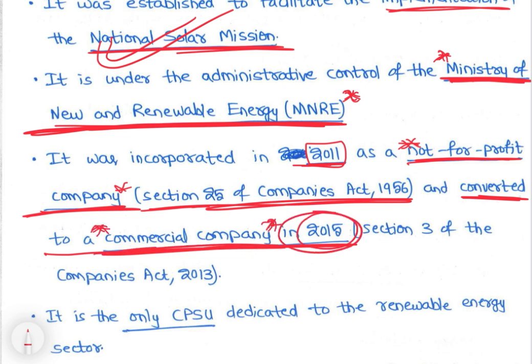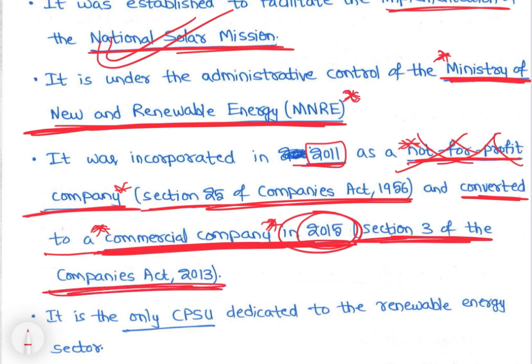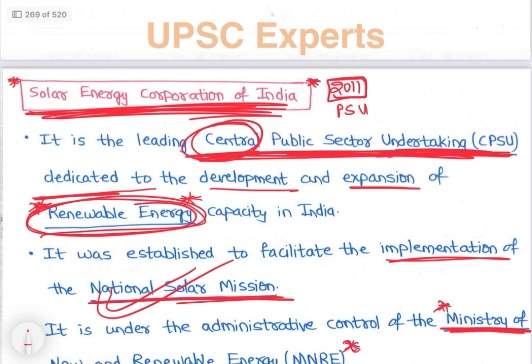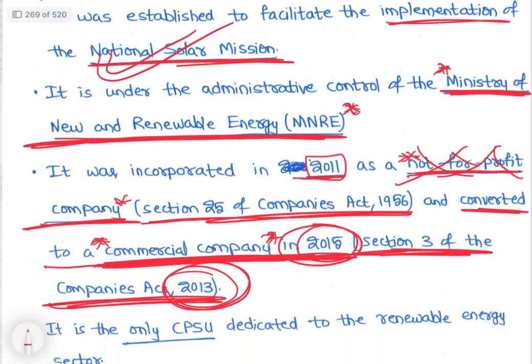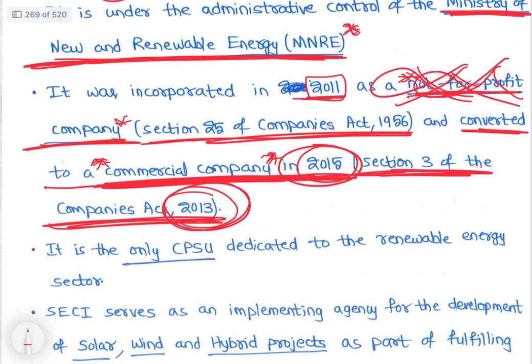So now the option may say that it is a not for profit organization, then that is incorrect. Now it is a commercial company under section 3 of the Companies Act 2013, right? So it is a commercial company. It is a PSU, so its profit and so on are also important. So it is a commercial company, not a not for profit company, right? So that we need to remember. Now it is not a not for profit company, rather it is a commercial company.